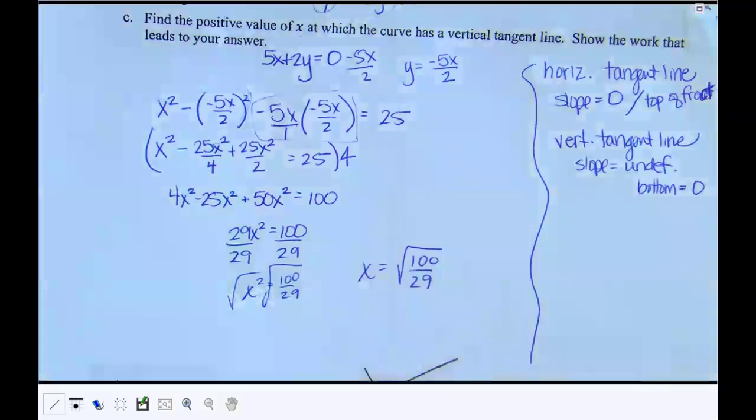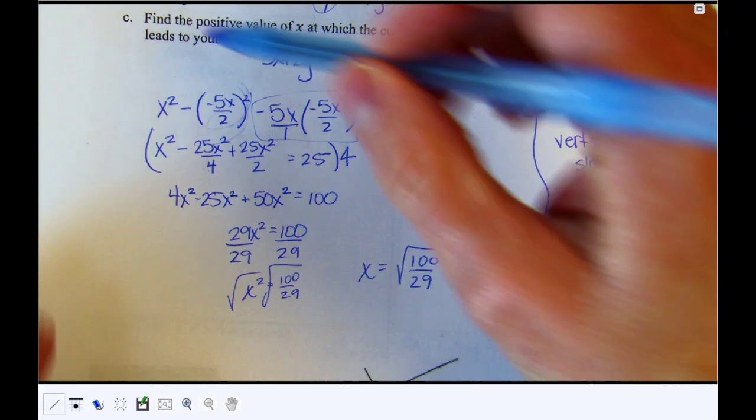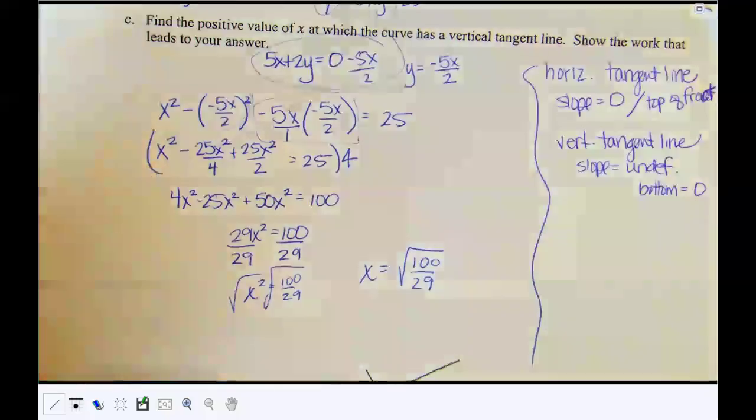We've talked about that. There's your positive x value where there's a vertical tangent line. So a little bit of weirdness in that you have to set this equal to 0 and it's not solvable, but you're creating a system of equations.